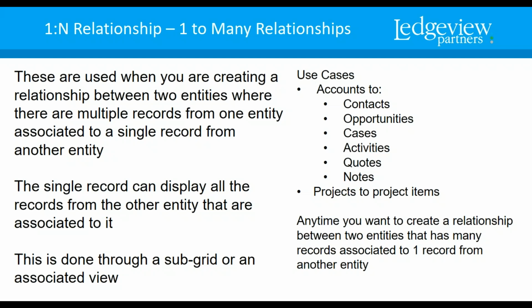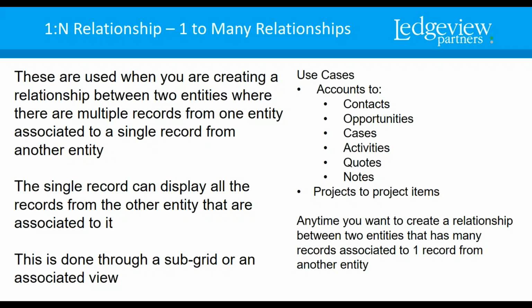These are used when you're creating a relationship between 2 entities, where there are multiple records from one entity associated to a single record of another entity. It's basically a fancy way of saying you have one, they can have a whole bunch of other ones associated to it. Okay? Think about accounts and contacts. There can be many contacts working for a company. Okay? So that's a one-to-many relationship. It looks back up to the account.